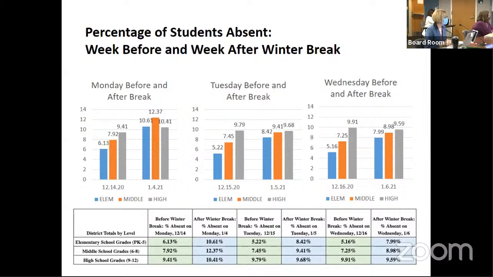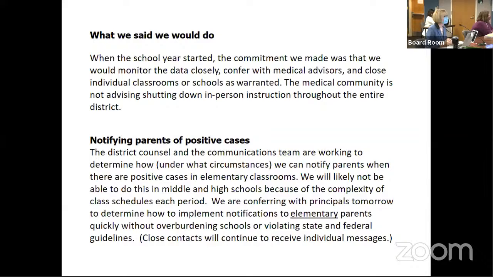If we move on to the next slide, I told you I would review quickly with you what we said we would do. The agreements we reached with the board this summer were these. First, when the school year started, we made the commitment that we would monitor the data closely, confer with medical advisors, and close individual classrooms or schools as warranted. Now, no one in the community with whom we work has advised us that a whole-scale shutdown is necessary.